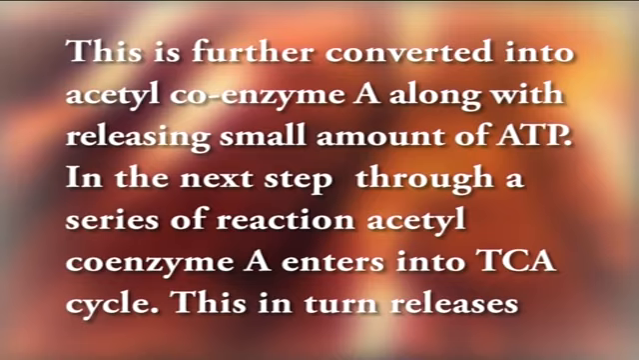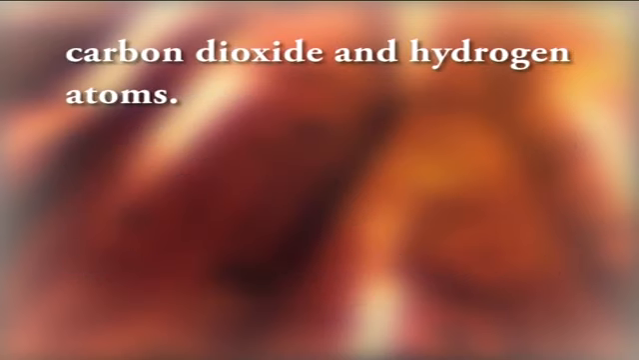Through a series of steps, glucose is broken down into two molecules of pyruvate. This is further converted into acetyl coenzyme A along with releasing a small amount of ATP. In the next step, through a series of reactions, acetyl coenzyme A enters into the TCA cycle. This in turn releases carbon dioxide and hydrogen atoms. These later enter into the electron transport system and release ATP.